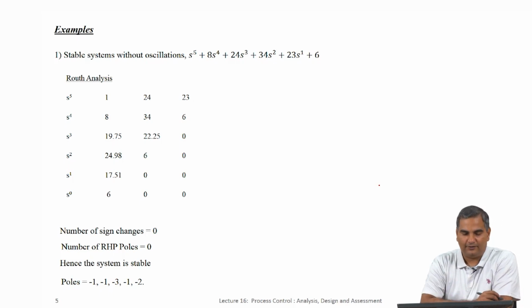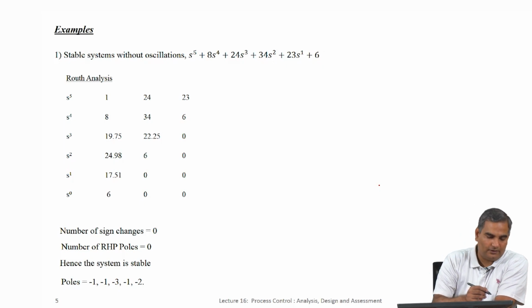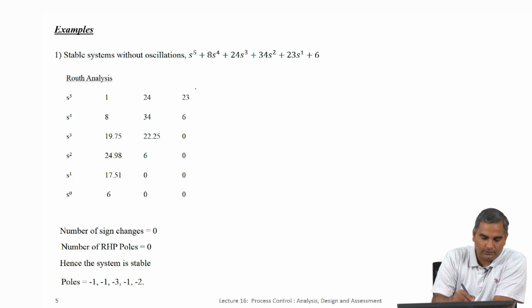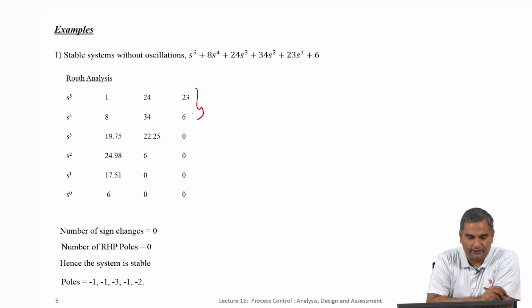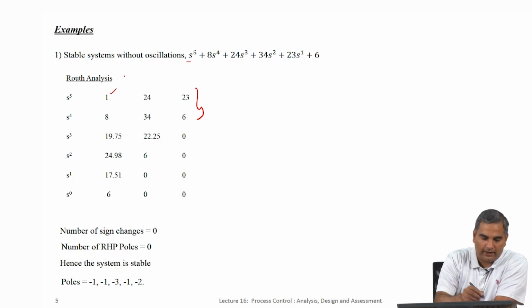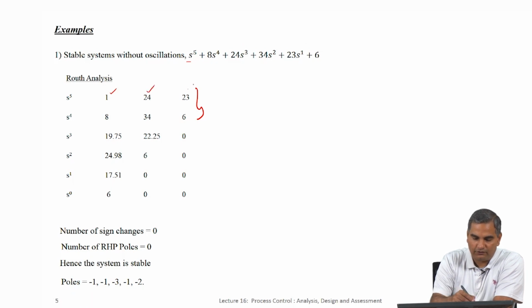So, let us take this first example, which is a 5th order polynomial. So, automatically you know that there must be 6 rows. Okay. So, a row for s power 5, s power 4, s cube, s squared, s power 1 and s power 0. And as I said before, the first 2 rows are directly filled in with the numbers given in the polynomial. So, the coefficient of s power 5 is 1. So, I have 1, then I skip 1, then I have 24. I skip 1, I have 23.